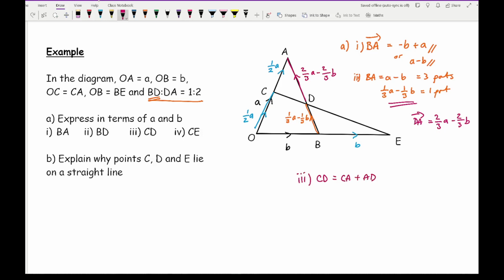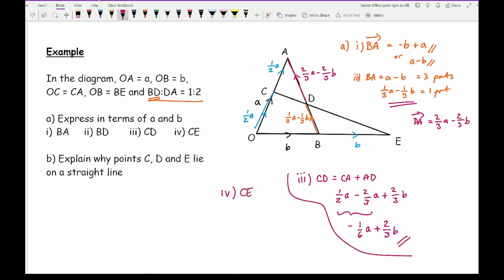So C to A is a half A. And then I'm going against the arrow, so I'm going to take away 2/3 of A plus 2/3 of B. Then combining these two things together, so what's 0.5 take away 2/3, and that gives me a 6. So it's minus 1/6 A plus 2/3 B. And then for part 4, it's asking for CE, so let me just put that over there.